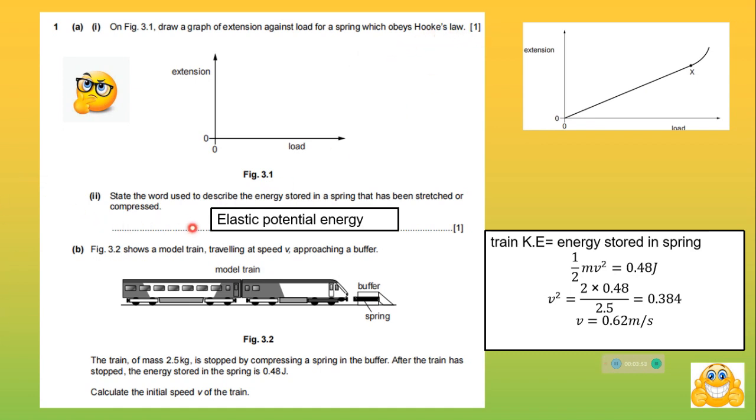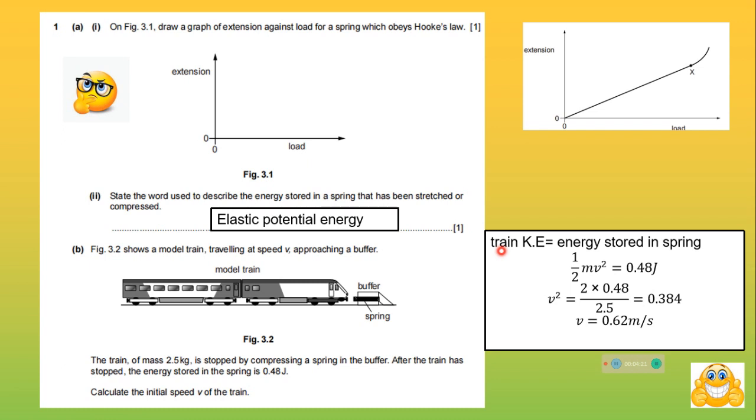State the word used to describe the energy stored in a spring that has been stretched or compressed. So it is elastic potential energy. Now in this figure, a train is traveling at a speed v approaching a buffer. The train mass is given as 2.5 kilogram. It is stopped by compressing a spring in the buffer. After the train has stopped, the energy stored in the spring is 0.48 joule. So we have to calculate the initial speed v of the train.